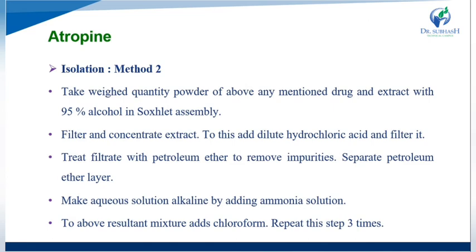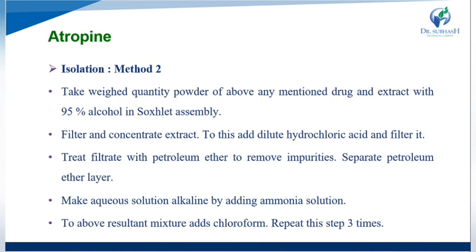Now we see the second isolation method. Take a weighed quantity of the powder of the crude drug and extract with 95% alcohol in a Soxhlet assembly. Then filter and concentrate the extract, add dilute hydrochloric acid and filter it. Then extract with petroleum ether to remove the impurities.